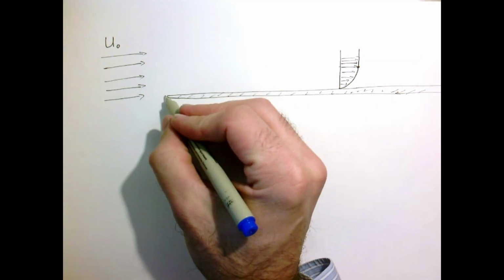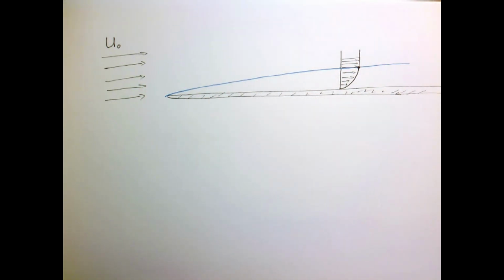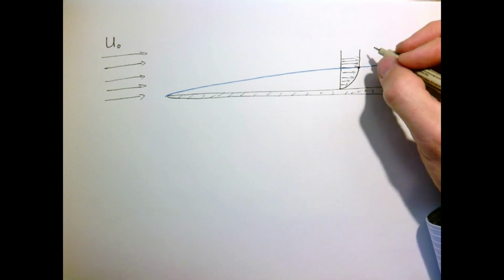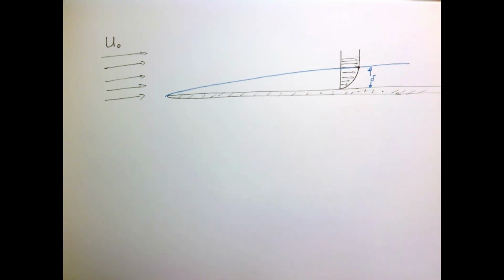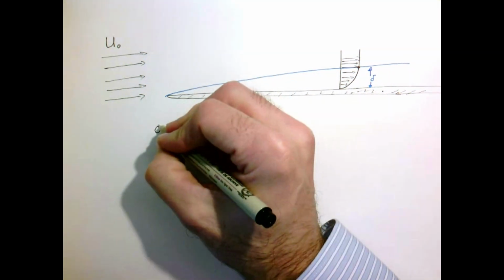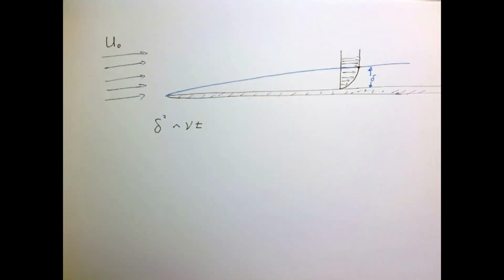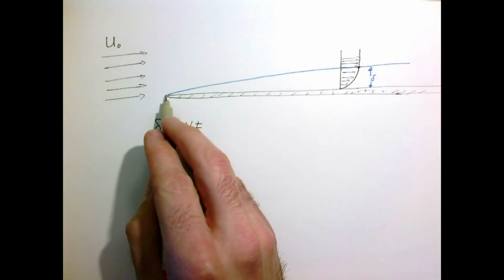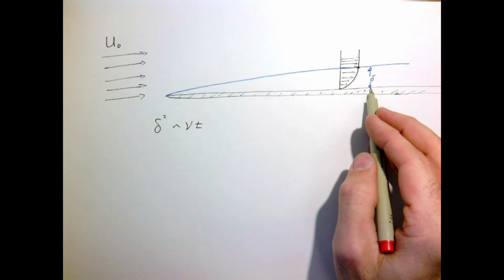And if we did this at several locations on the plate, what we'd find is that the thickness of this layer grows as we move down the plate. So it would look, at least qualitatively, something like that. At every location, we could describe the thickness of this layer to be delta. Now we saw in the previous problem, where we impulsively started the plate, that the thickness delta squared grew something like the kinematic viscosity times time. Here we can prescribe time, being the time that it takes for a fluid particle to travel from the front to the point where we're interested in, because delta changes with x.